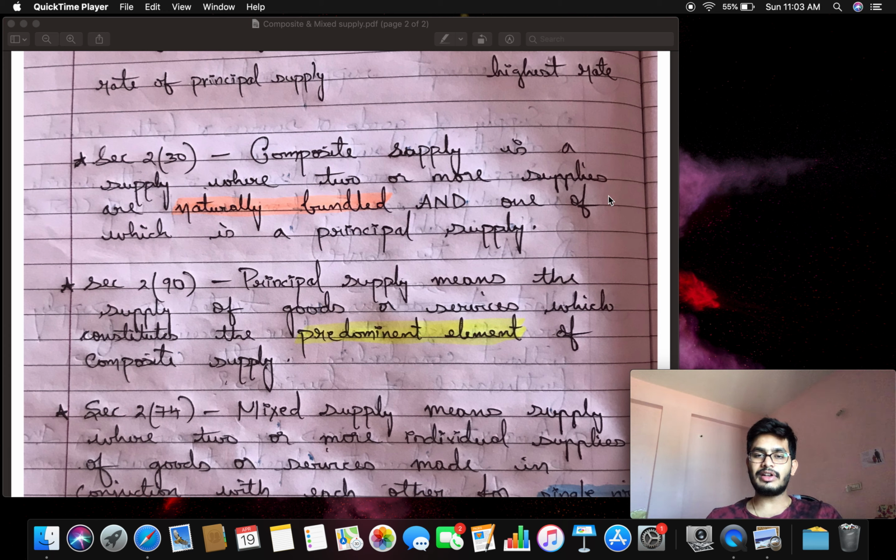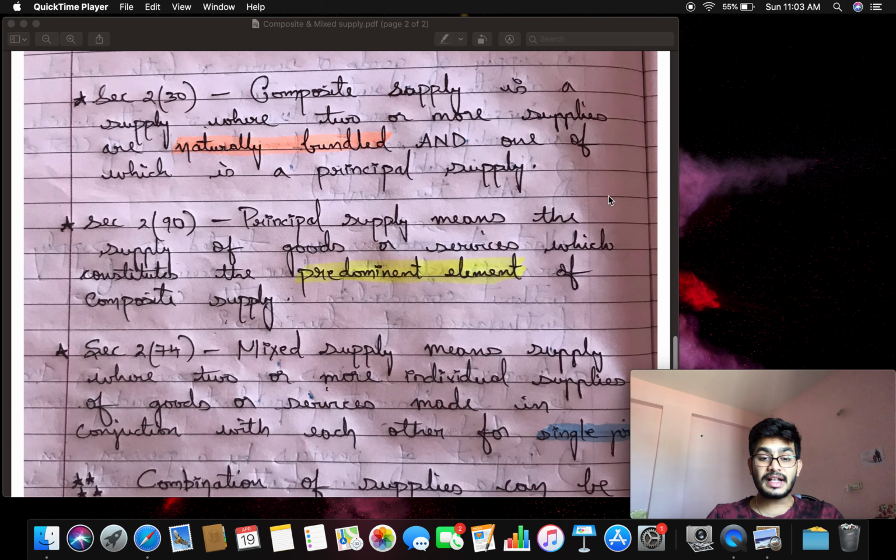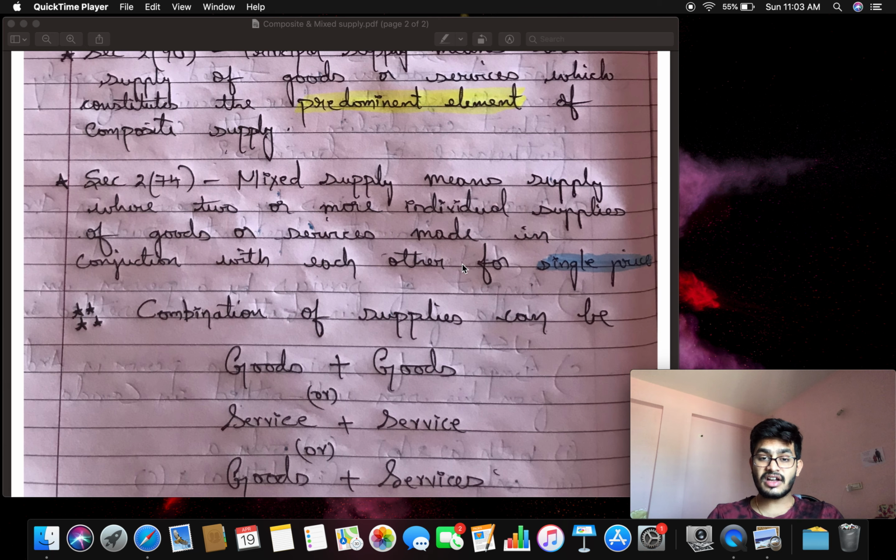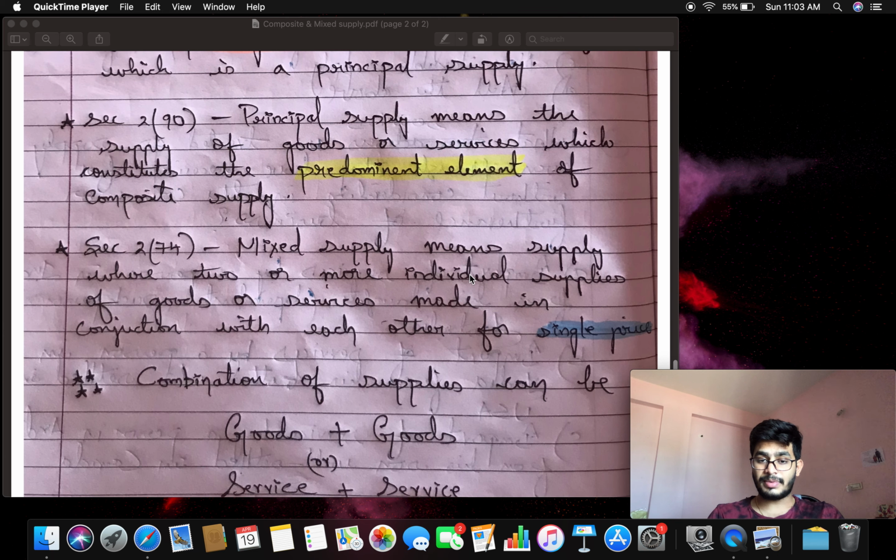Obviously they will give. So if it is artificially bundled, it is nothing but a mixed supply. See, the combination of supplies can be goods plus goods, or services plus services, or goods plus services. But in the case of composite supply, the total price of the bunch of items is going to be for a single price.